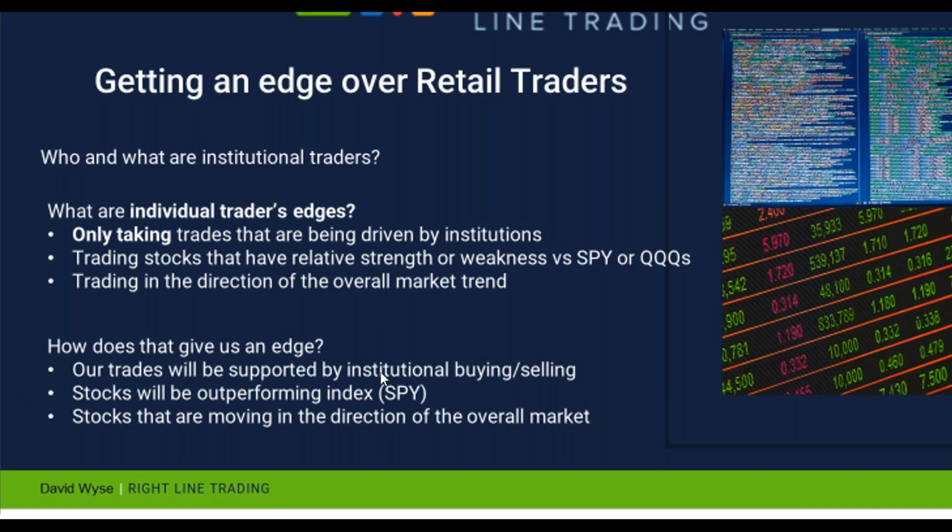So again, our trades will be supported by institutional buying and selling. The stocks will be outperforming the index, and they're going to be moving in the direction of the overall market. Big, huge edge. This is going to jack you up to a 75 to 80% win rate just following these particular criteria.